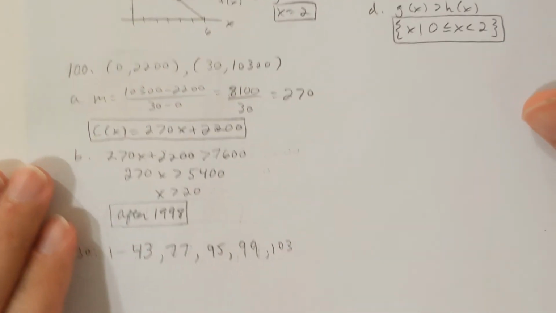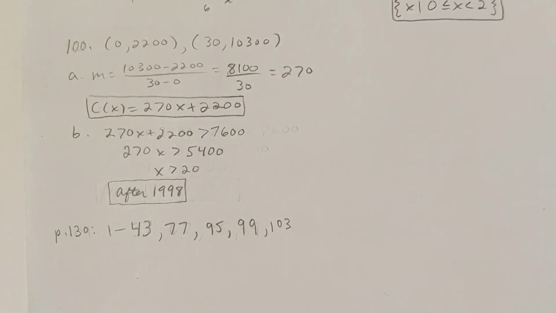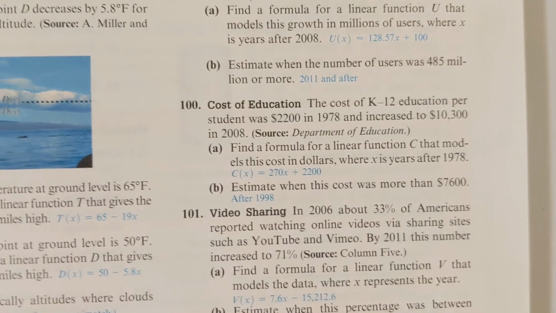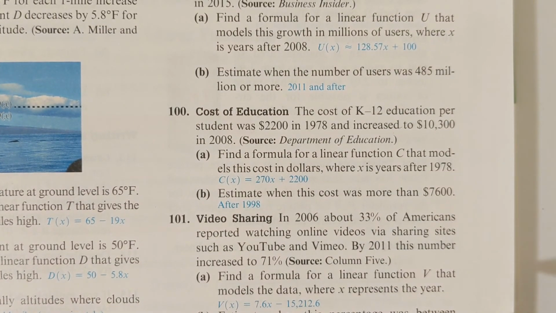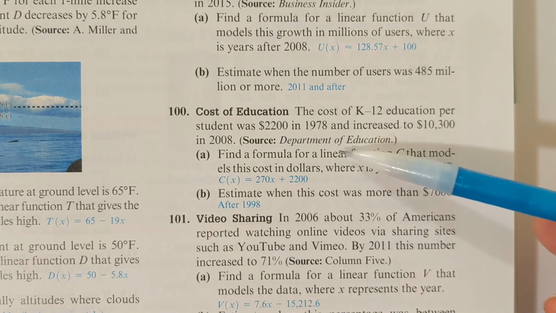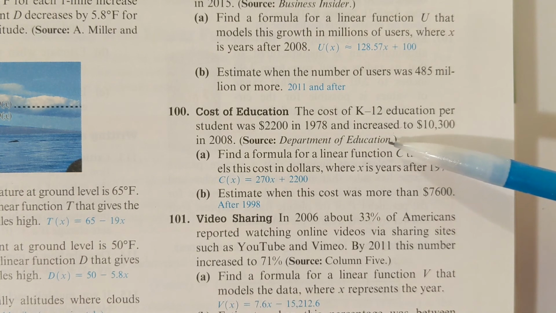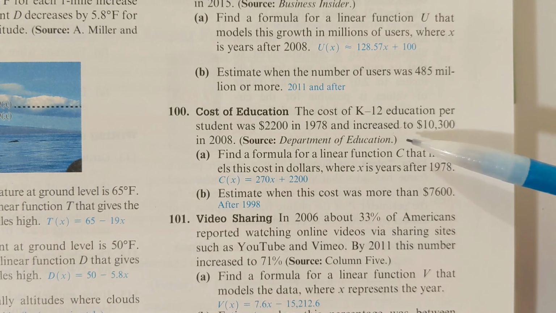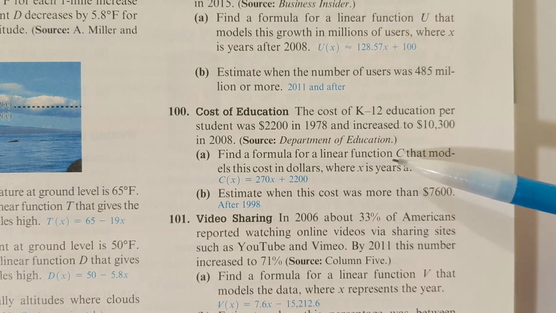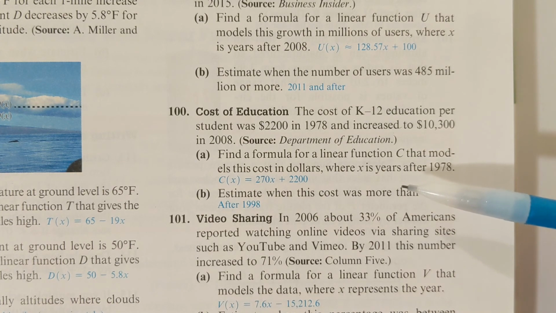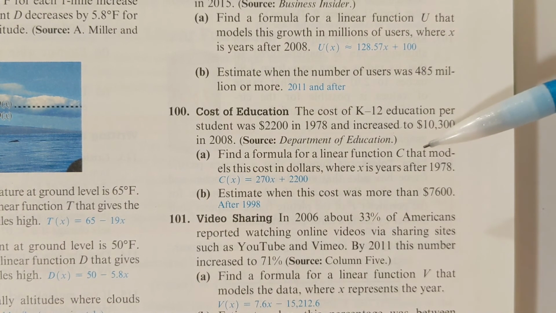So problem 100 is another one. Cost of education. The cost of a K through 12 education per student was $2,200 in 1978 and increased to $10,300 in 2008. Find a formula for a linear function c that models this cost in dollars, where x is the years after 1978.